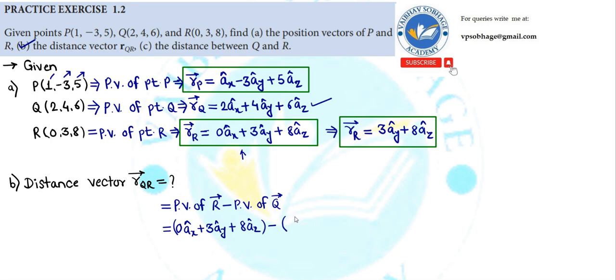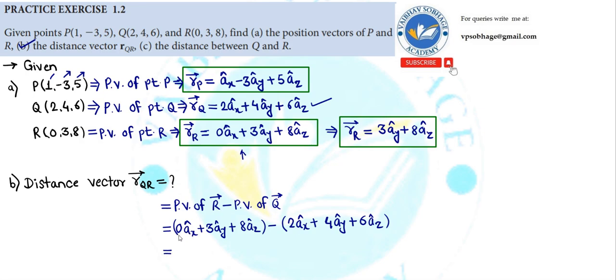So what is the position vector of point Q? So that is 2ax plus 4ay plus 6az. So the difference in between that two will give you the distance vector RQR.